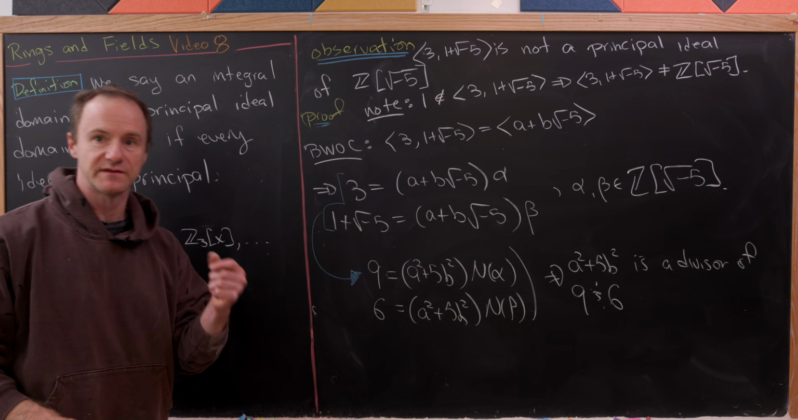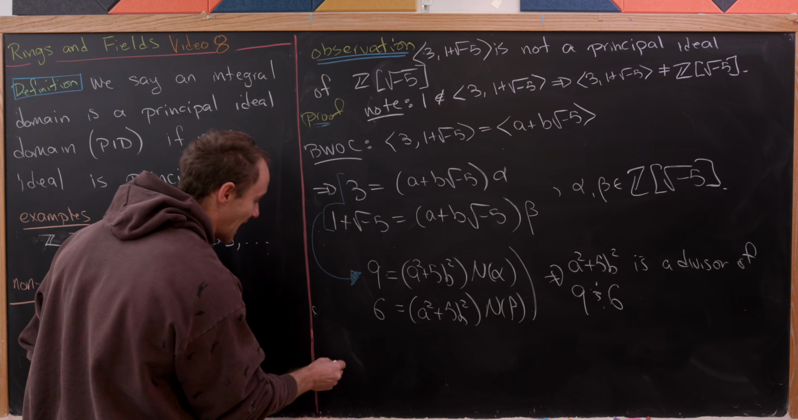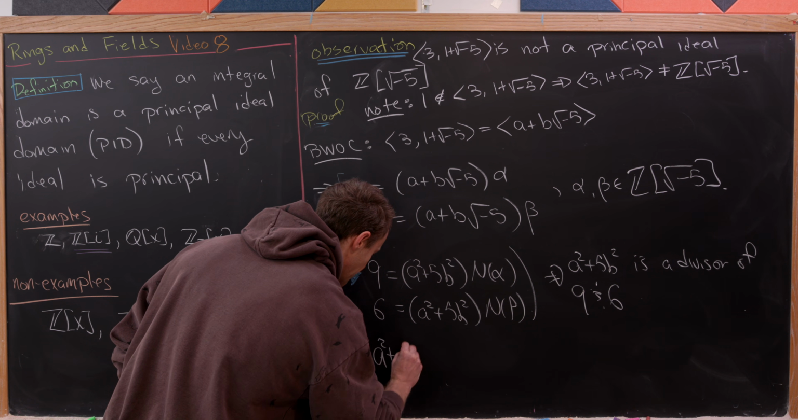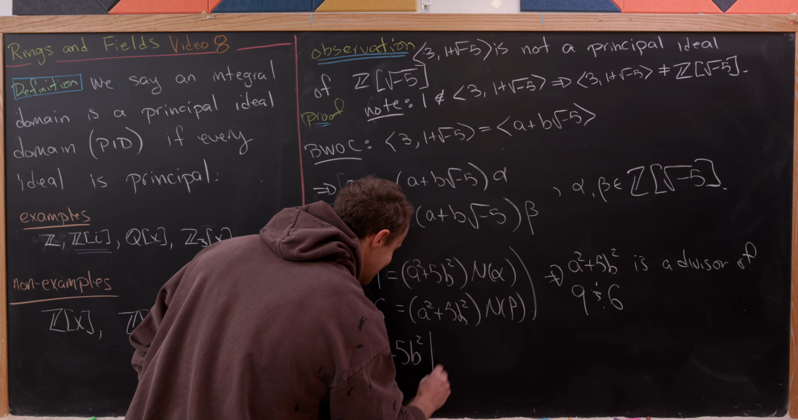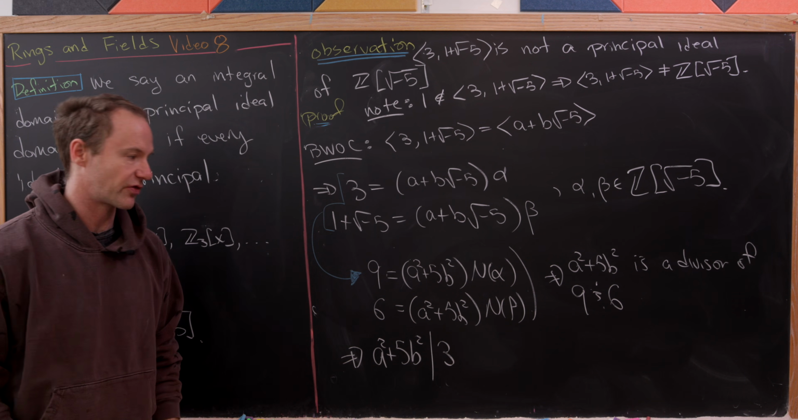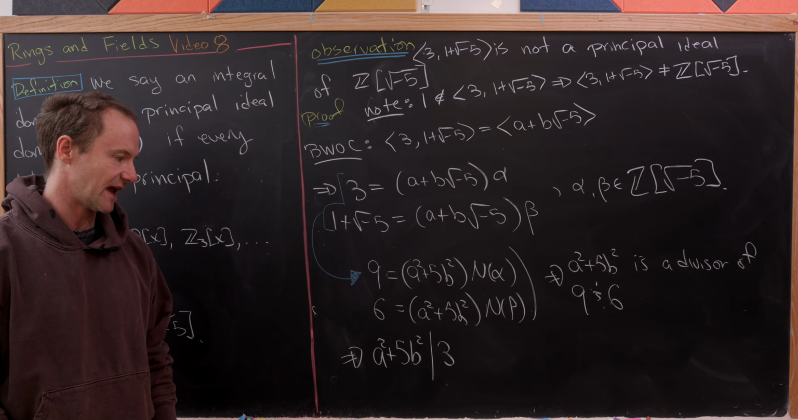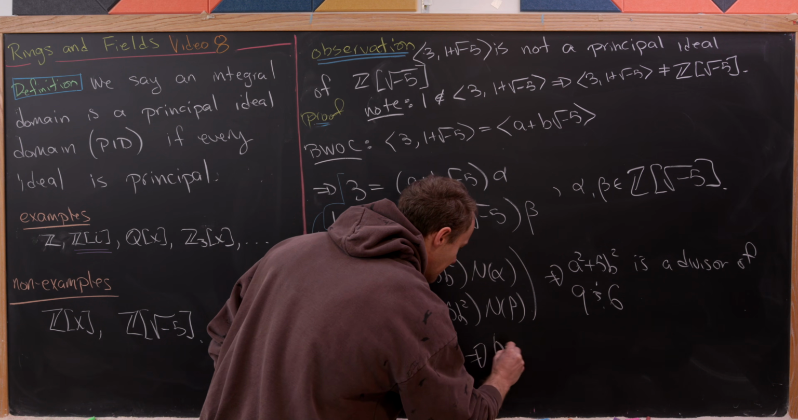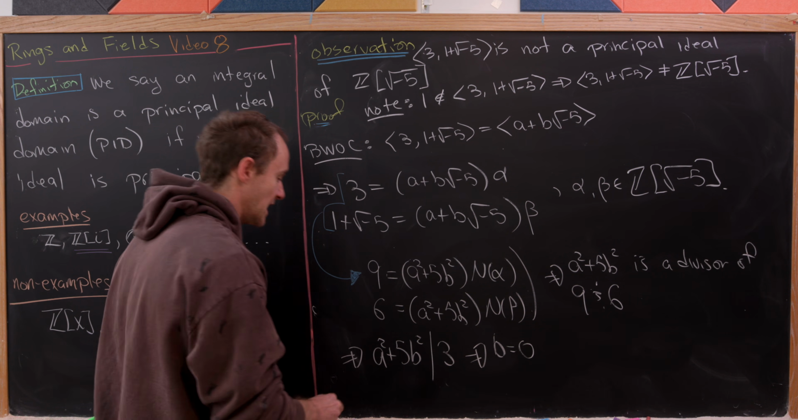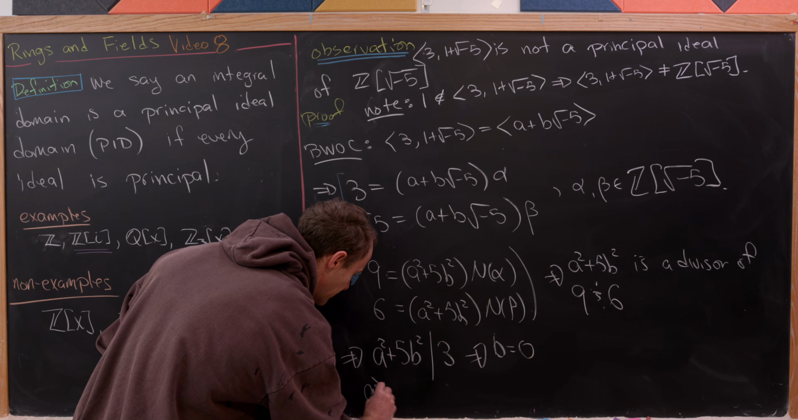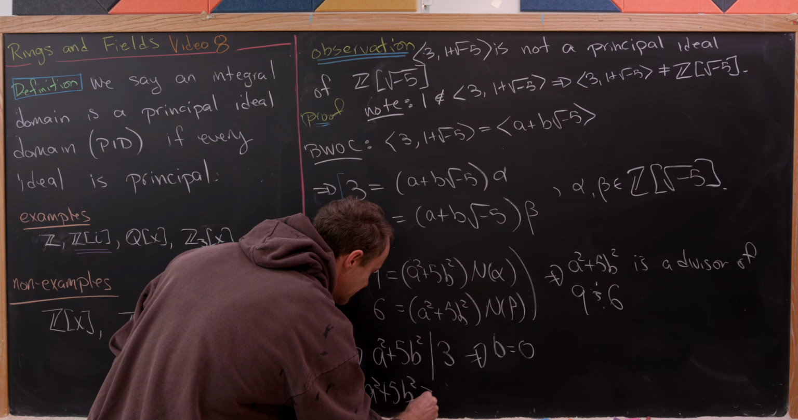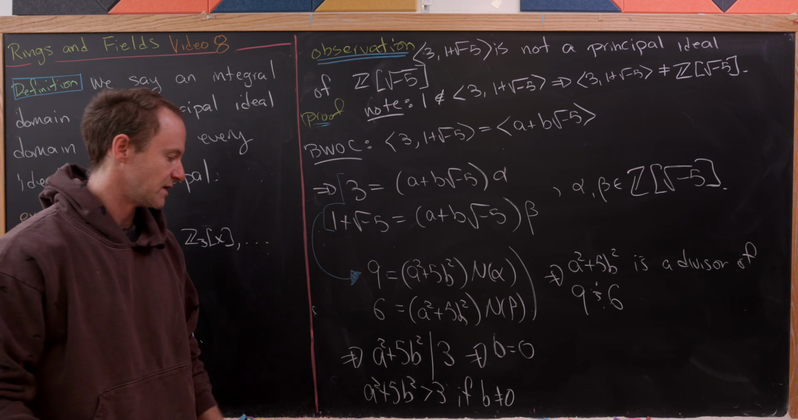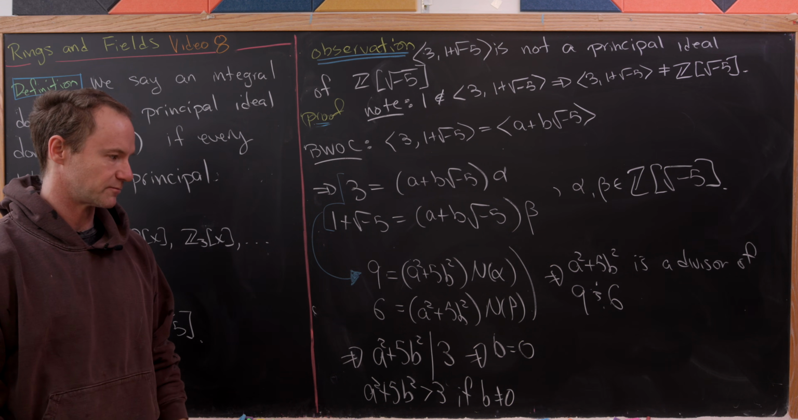But if it's a divisor of 9 and 6, that means it's a divisor of the GCD of 9 and 6. So that means that a squared plus 5b squared must indeed divide the number 3, because that's the GCD of 9 and 6. But let's observe that that immediately tells us that b is 0. And that's because a squared plus 5b squared is strictly bigger than 3 if b is not 0, because we've got this 5 times b squared term.